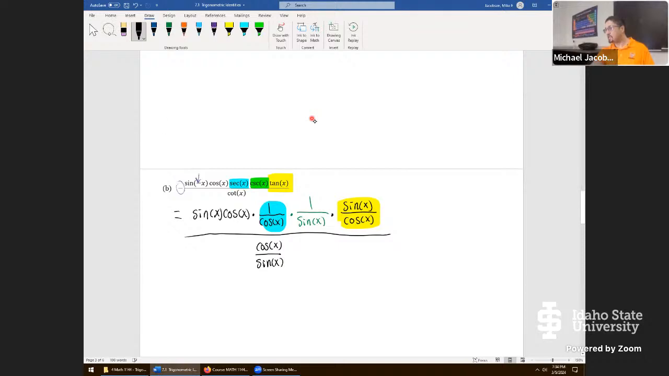Divide by sine x. And now we're ready to get started doing our cancellations and that kind of stuff. This to me is the major step though, writing everything in terms of sine and cosines, as well as handling that portion of the identity.